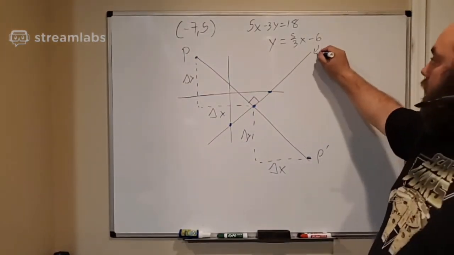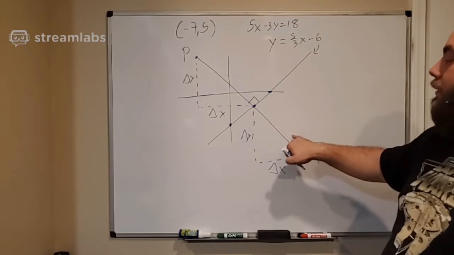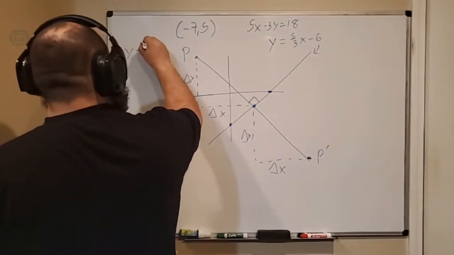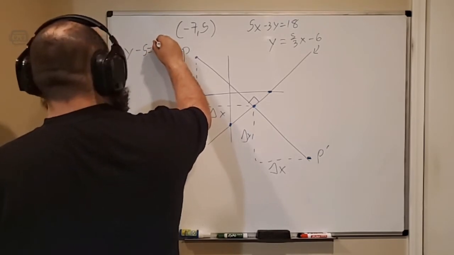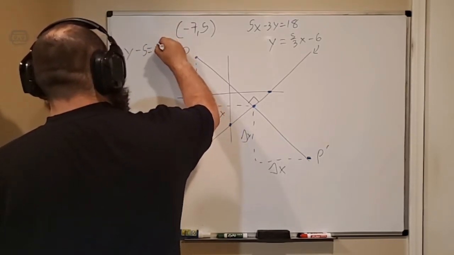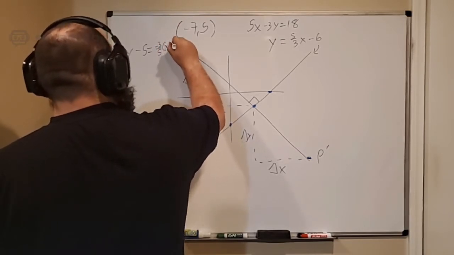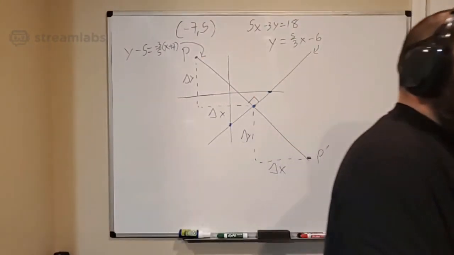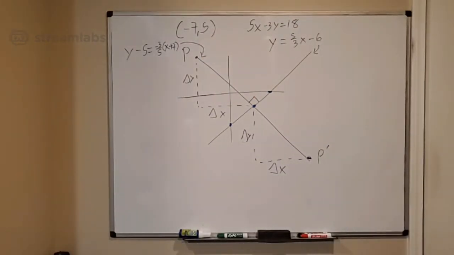I need the equation for this line right here, so this is going to be y minus 5 is equal to negative 3/5 x plus 7 for that line there. So I use the point they gave me, because I know that point's on the line, and the fact that they are perpendicular, so they have opposite reciprocal slopes. So now I have the equation of two lines, and I just need to find their point of intersection.